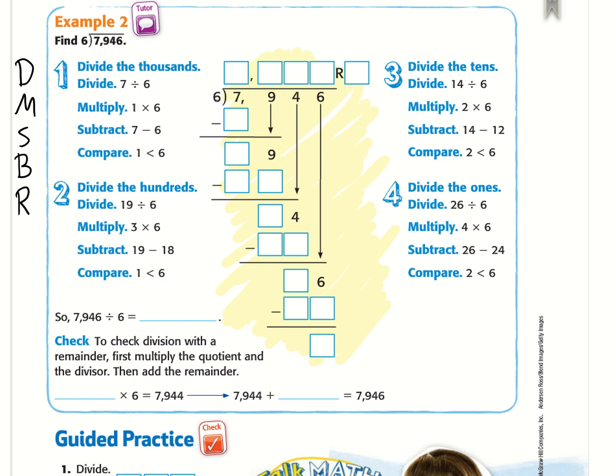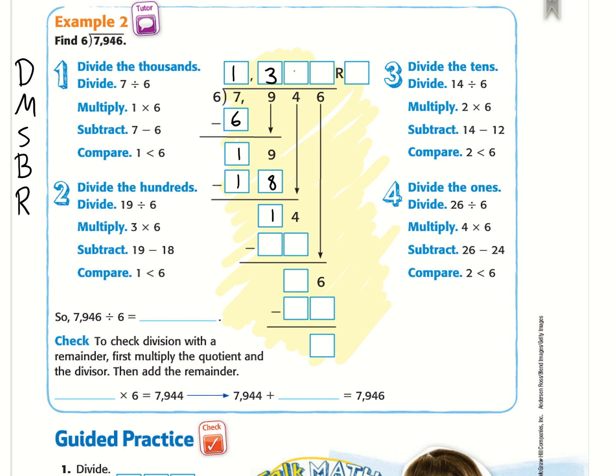So 6 goes into 7 one time. We multiply. 1 times 6 equals 6. Subtract. 7 minus 6 equals 1. Bring down. So we bring down the 9 to get 19. Repeat. 6 divides into 19 3 times. 3 times 6 equals 18. Subtract. 19 minus 18 equals 1. Bring down the 4. And repeat.